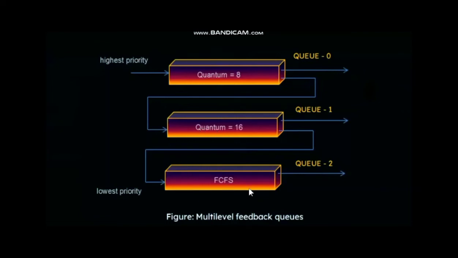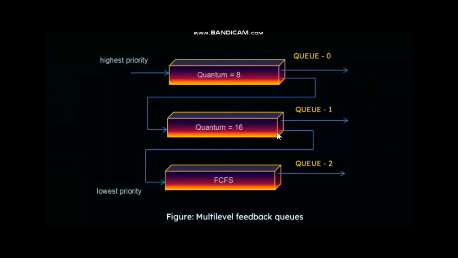Let's say that within these queues there are certain algorithms followed for scheduling. Let's say in Q0 there is something like round robin scheduling, not exactly round robin, but where the time quantum is 8 milliseconds. That means a process will be allowed to execute for 8 milliseconds. In Q1, processes will be allowed to execute for a quantum of 16 milliseconds. And in Q2, processes are scheduled using a first come, first served scheduling algorithm.